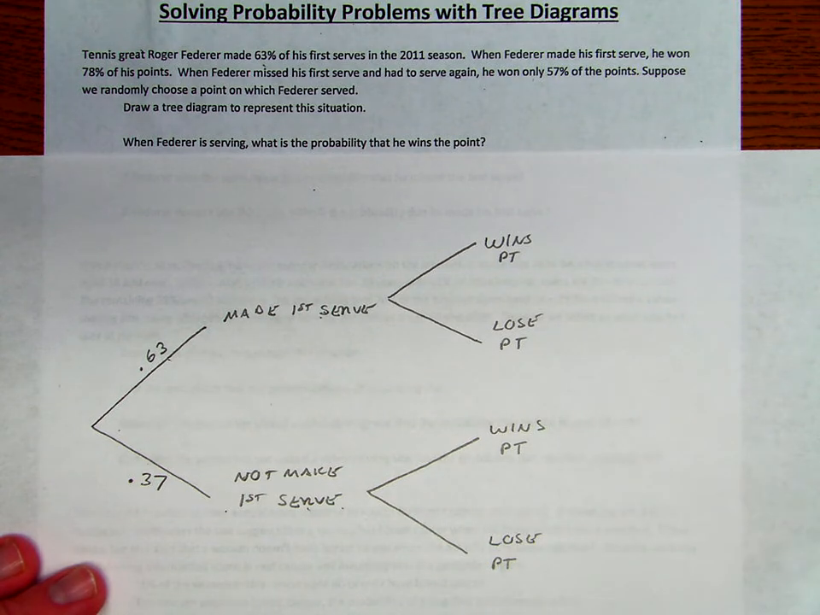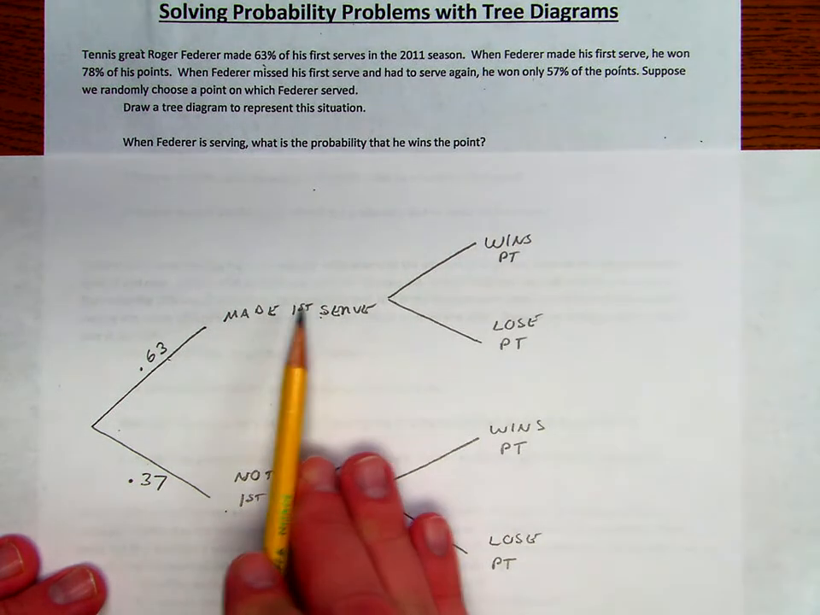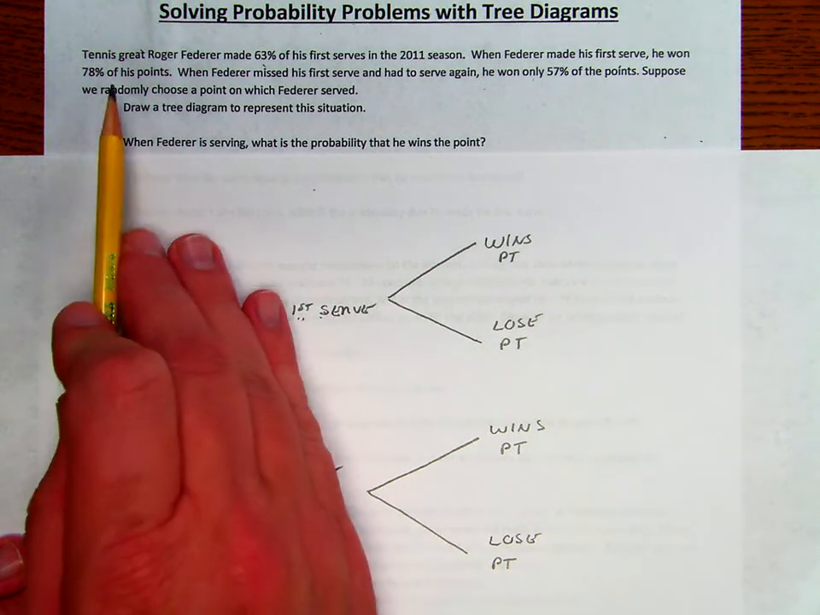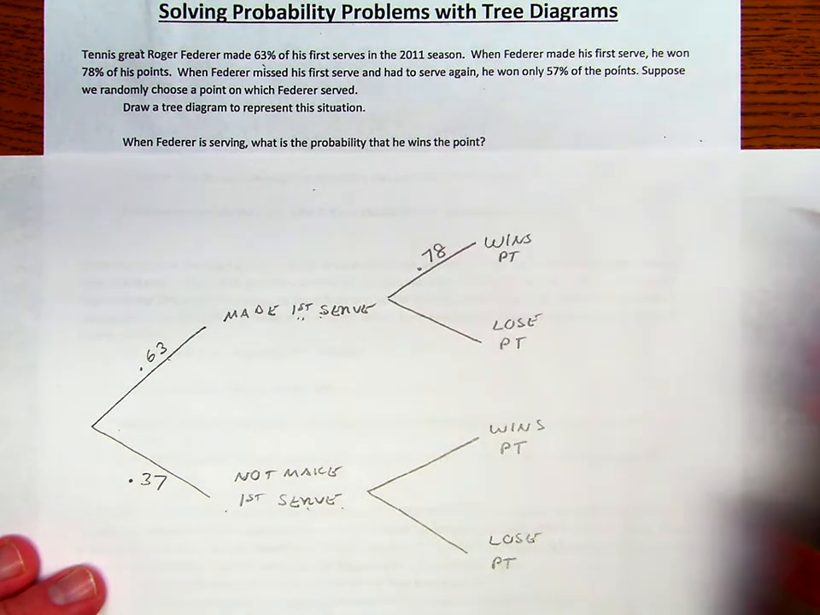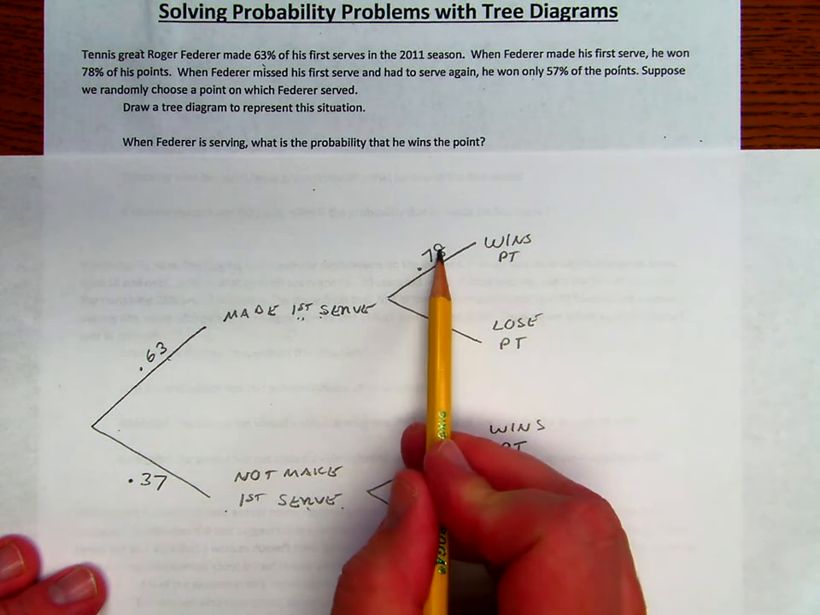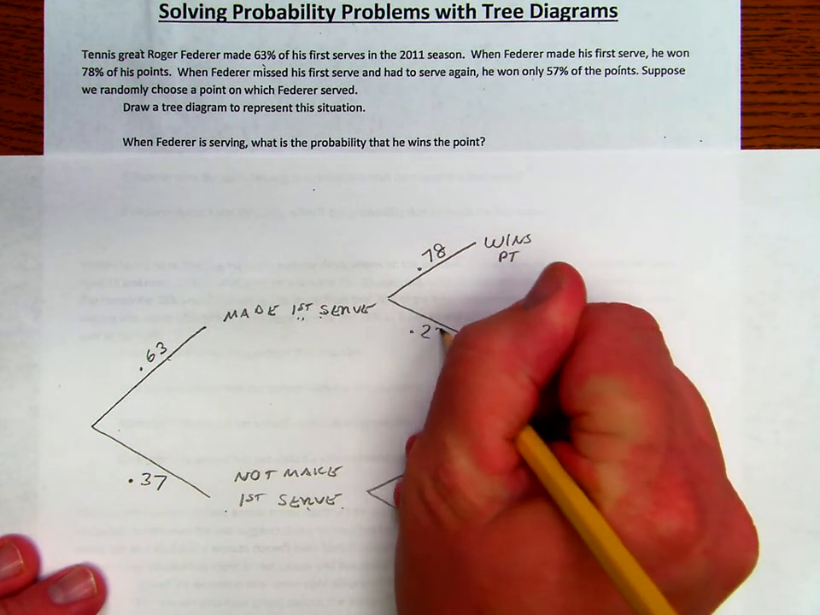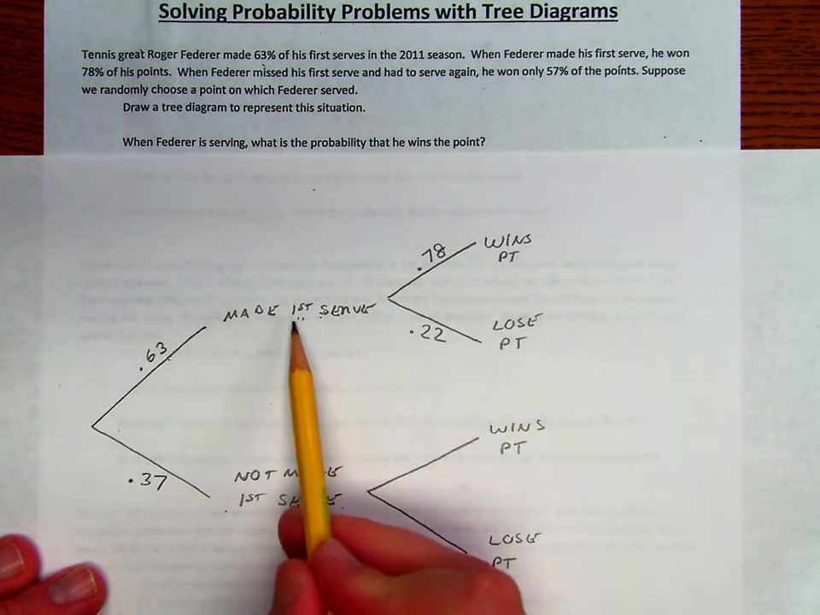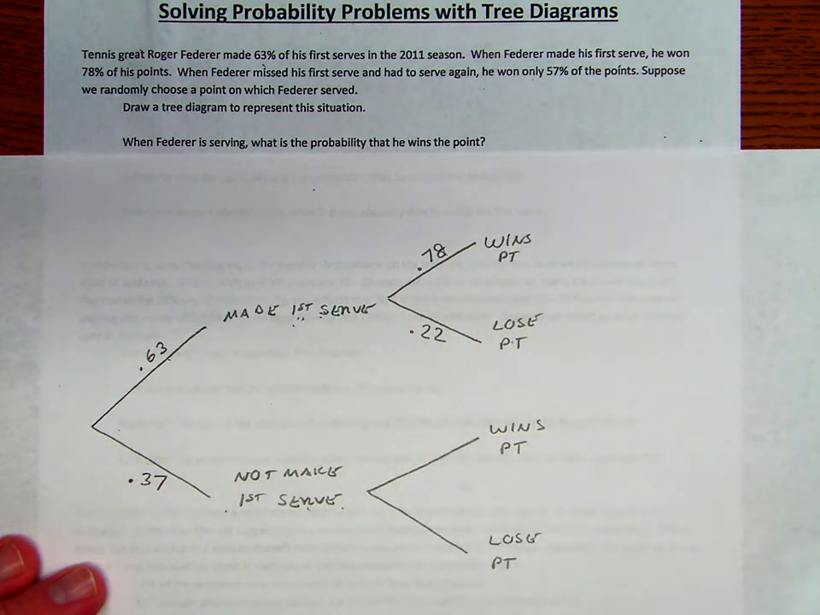Okay, now the probabilities are, when Federer makes his first serve, so we're in this part of the branch here, he won 78% of the points. So it's going to be 0.78. Well, if that's 0.78, that means this must be 0.22, because after he makes his first serve, he either wins or loses. So if that's 0.78, subtract from 1 to get that.